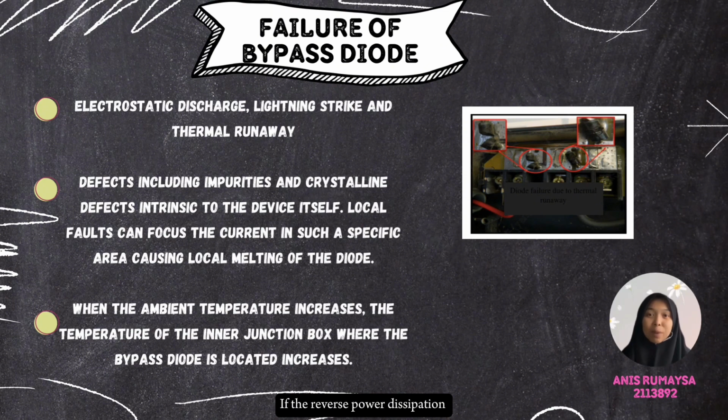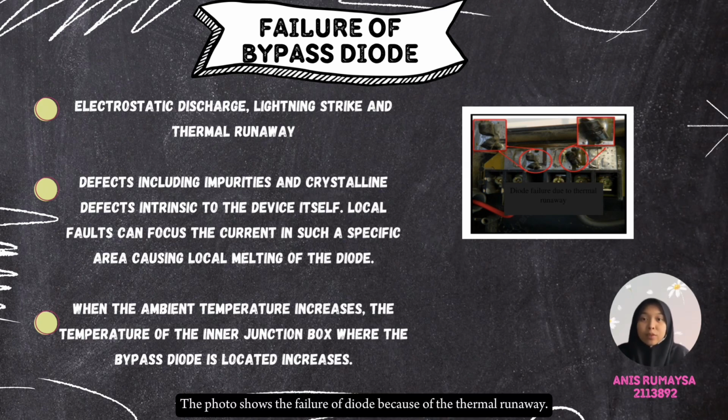If the reverse power dissipation exceeds the junction box's heat dissipation capacity, the diode undergoes exponential temperature rise, increasing the reverse current and power dissipation. This destructive cycle continues until the diode is overheated and ultimately destroyed. The photo shows the failure of a diode because of thermal runaway.